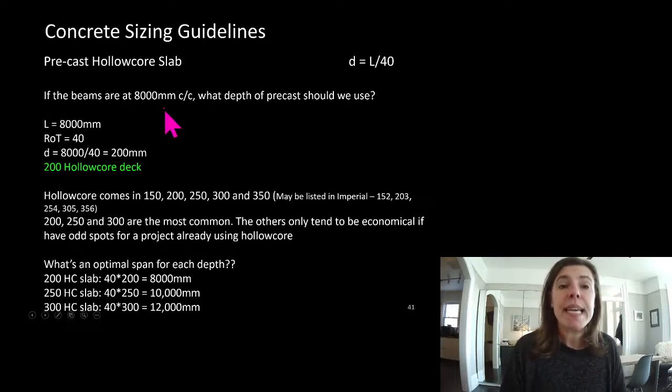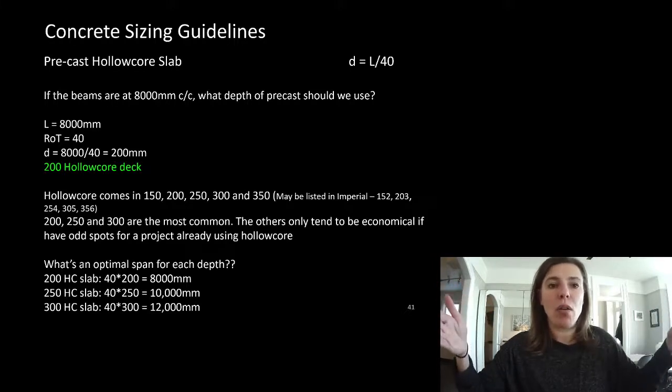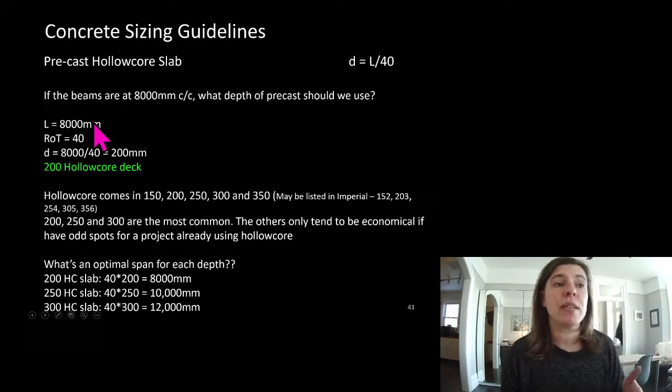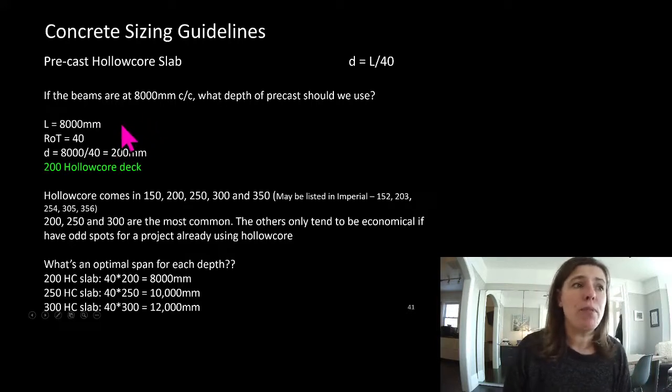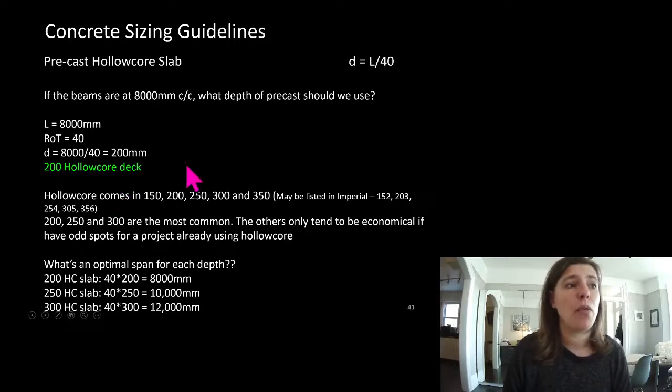In fact, it usually takes the job of concrete on metal deck on open web steel joists or purlins and replaces it with one system. So now we're spanning all the way to our beams. So if the beams are at 8 meters on center, the depth of the precast should be 8,000 divided by 40, or 200 millimeters. So 200 thick hollow core deck is what we'd be looking for here.